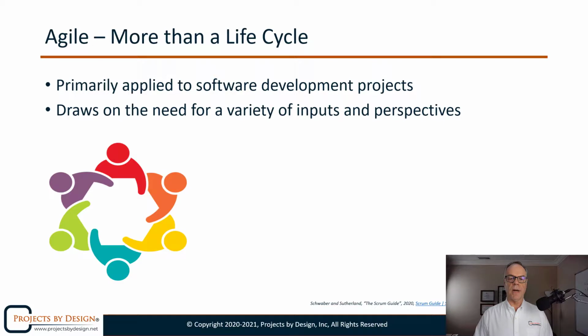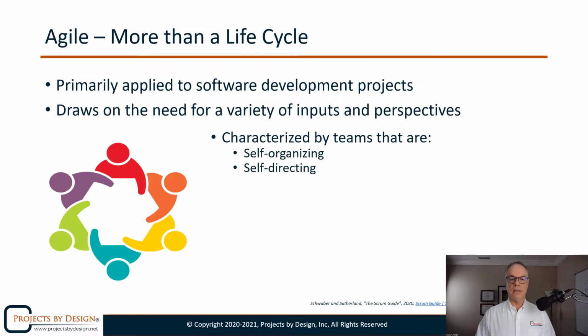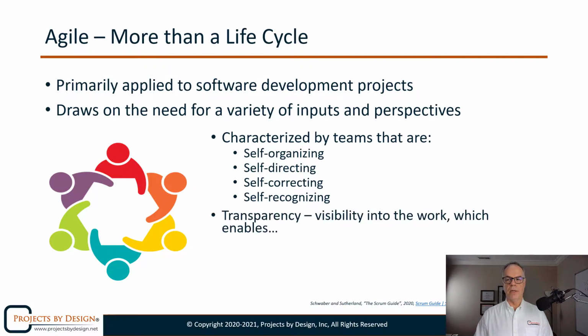Now, this is characterized in the Scrum Guide, which you can find at scrum.org. It's characterized by teams that are self-organizing, self-directing, self-correcting, and I've added one that's not in the Scrum Guide that I like myself, which is self-recognizing. We'll talk about that more when we get to the Scrum.